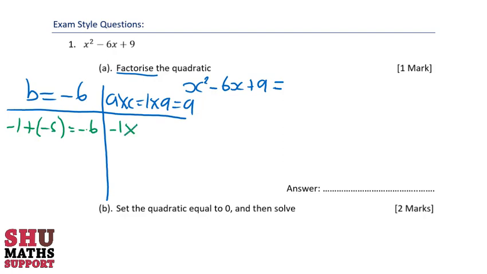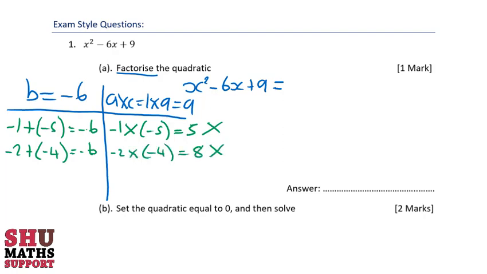and minus 1 times minus 5 equals positive 5, which is not what we wanted. So we'll try minus 2 plus minus 4, which equals minus 6. And minus 2 times minus 4 equals positive 8, so that's not what we wanted. So if we try minus 3 plus minus 3 equals minus 6, and then minus 3 times minus 3 equals positive 9, so that's the one we want.